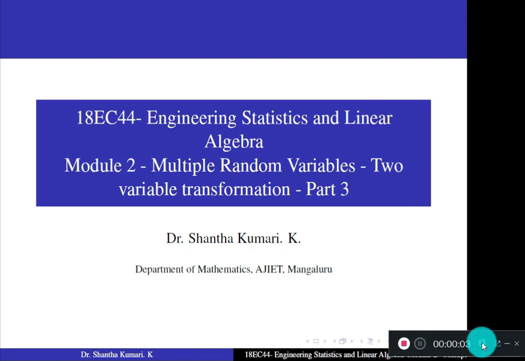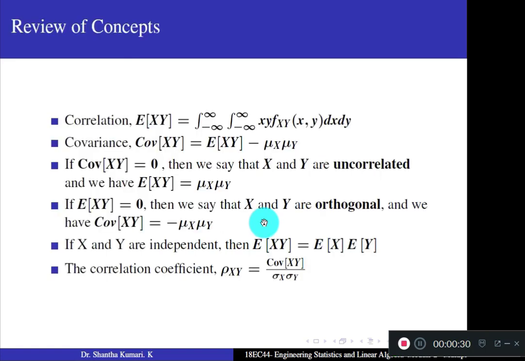Dear students, welcome to part 3 of your module 2, multiple random variables. In this module, we shall study two variable transformations. Before going to this topic, let us recall the concepts which we have studied in the previous part. I am just giving you all the definitions once again.